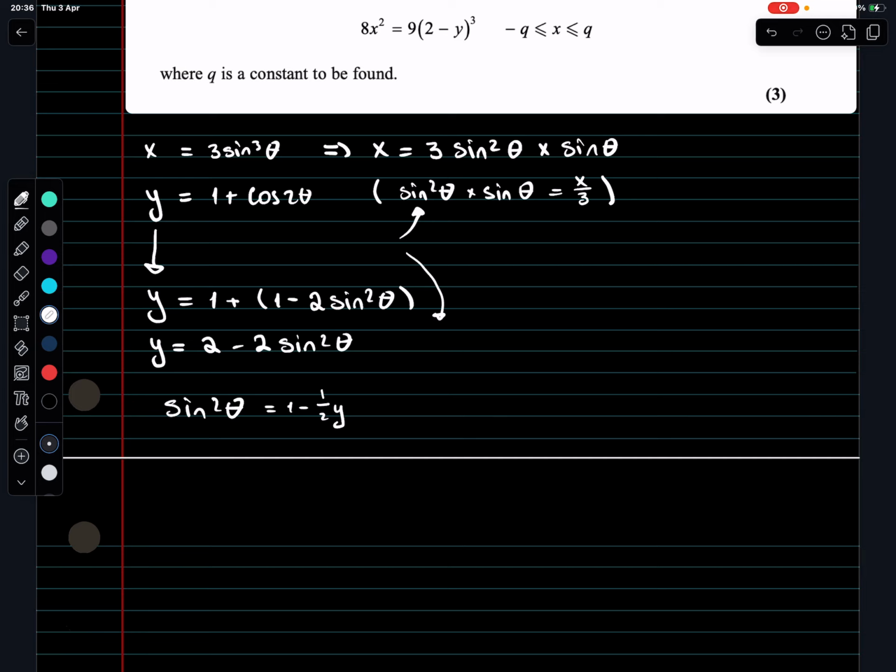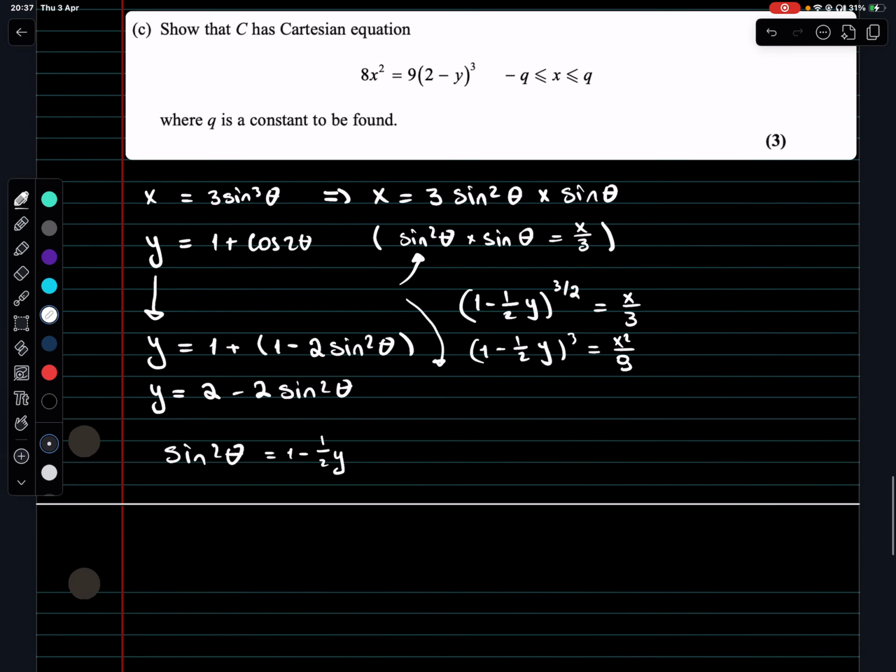So what I can do is write this, which is basically the cube, as 1 minus 1/2 y to the power of 3 divided by 2 equals x divided by 3. Okay, so then I'm going to be squaring both sides. I'm going to have 1 minus 1/2 y, cubed, equals x squared divided by 9. How do they want me to write it? They want me to write it with an 8 over here.